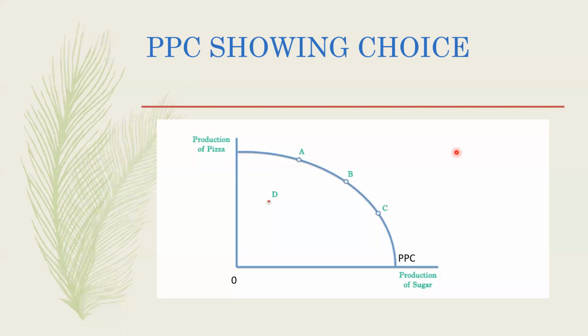They can choose more pizza. They can choose pizza and sugar. They can choose just sugar, or they can choose D, which is probably something that doesn't have anything to do with pizza and sugar. They can choose inside the PPC as well. So this PPC showing choice illustrates the whole concept of choice as shown in this diagram, since the consumer can choose any combination on or within the PPC.